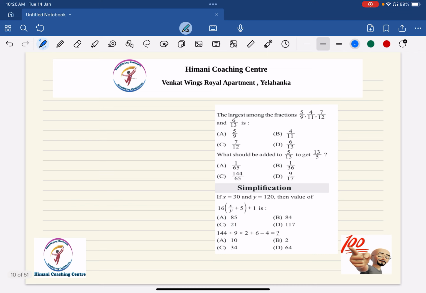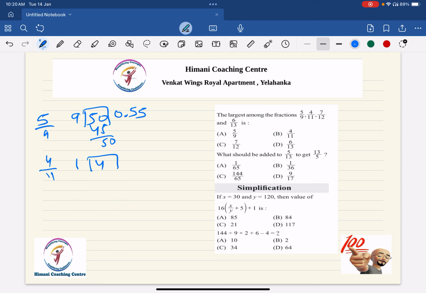Now let us move to the next question. The largest among the fractions: 5 by 9, 4 by 11, 7 by 12, and 6 by 13. Again, we are going to do division. So let's do that. 5 by 9. So 0, and 9 fives are 45, 50 minus 45 is 5. Again, approximately 0.55. Now let us do 4 over 11.